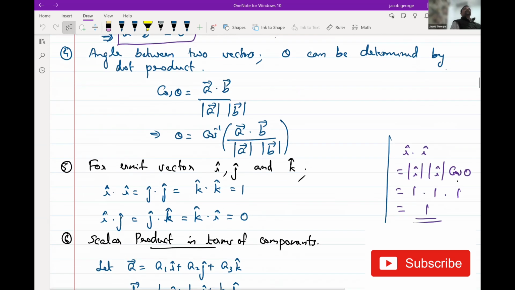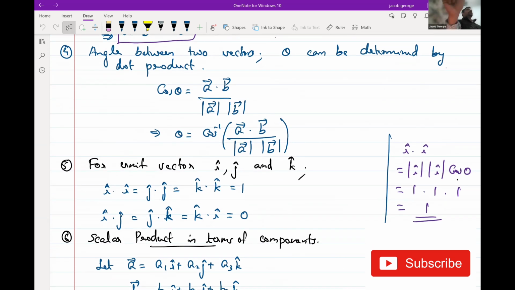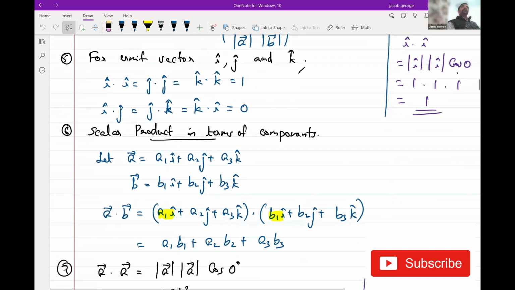Okay. Then I dot I, J dot J, K dot K is equal to how much? 1. But if you take the dot product of different unit vectors, it will be equal to 0. I dot J, J dot K, K dot I is equal to 0. Different unit vectors, dot product is equal to how much? 0.